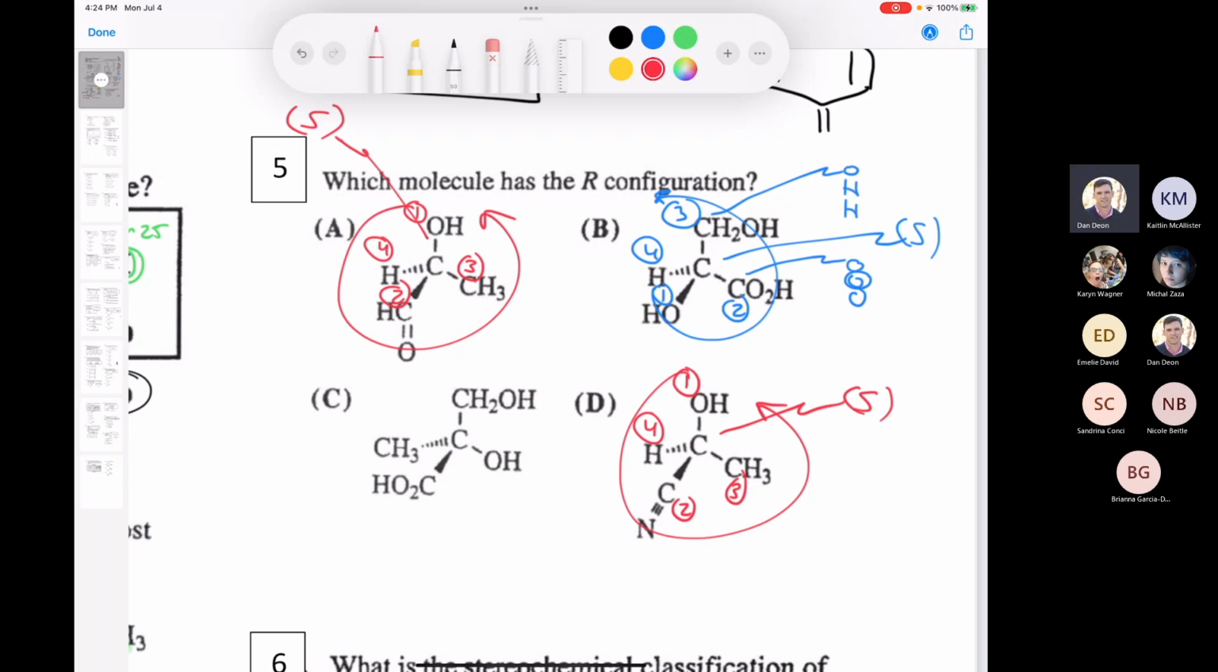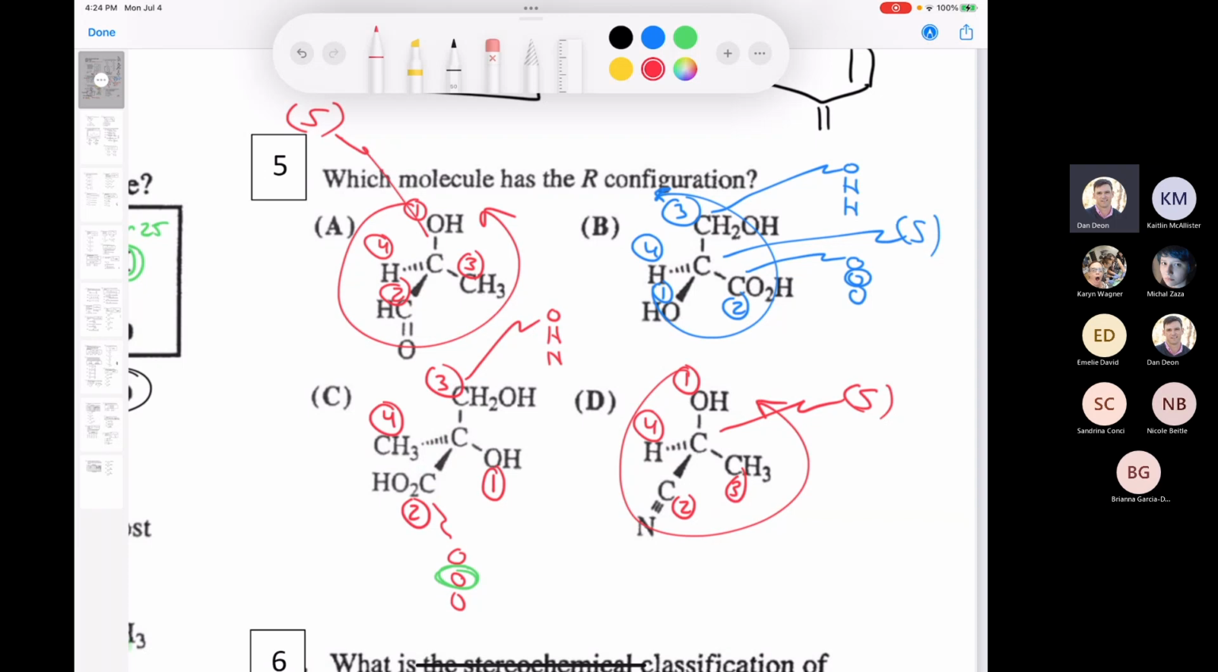With C, you can see that the highest priority group is the oxygen. Then this carbon is attached to oxygen, oxygen, oxygen, and this one is attached to oxygen, hydrogen, hydrogen. This is my tiebreaker. Therefore, that's going to be the second highest group, and this is third. Notice that the lowest priority group is in back, but it's not a hydrogen. It's a methyl group. But that's okay. So now we have 1, 2, 3. We're going clockwise like this. And so the stereochemistry is R. So the answer is C.